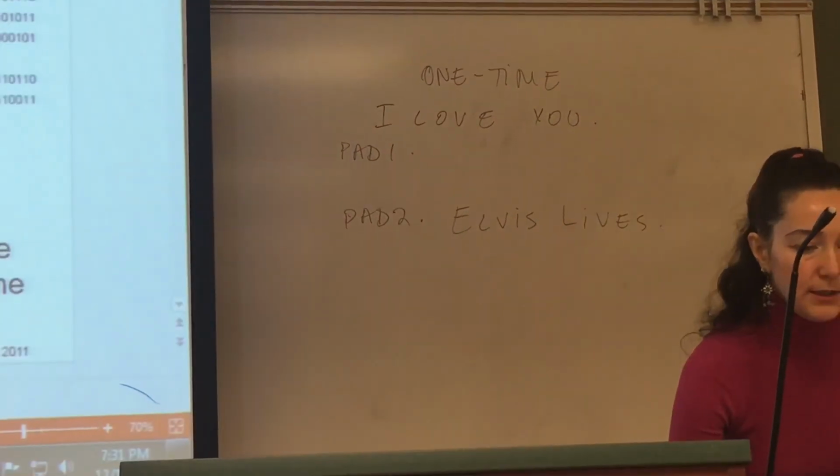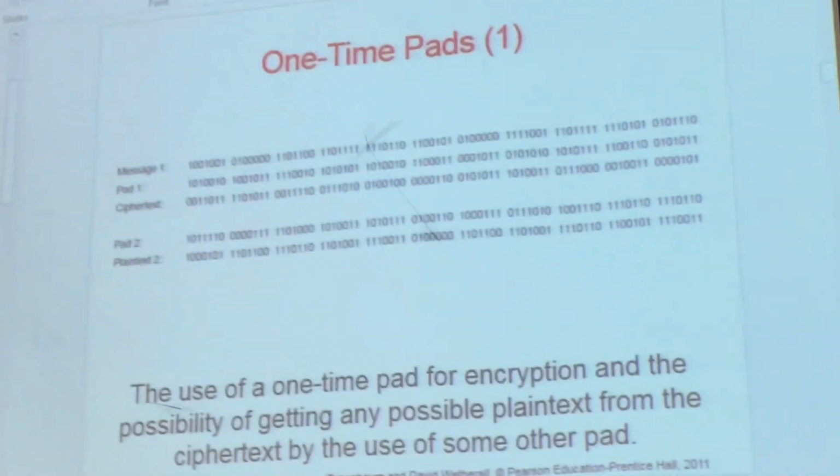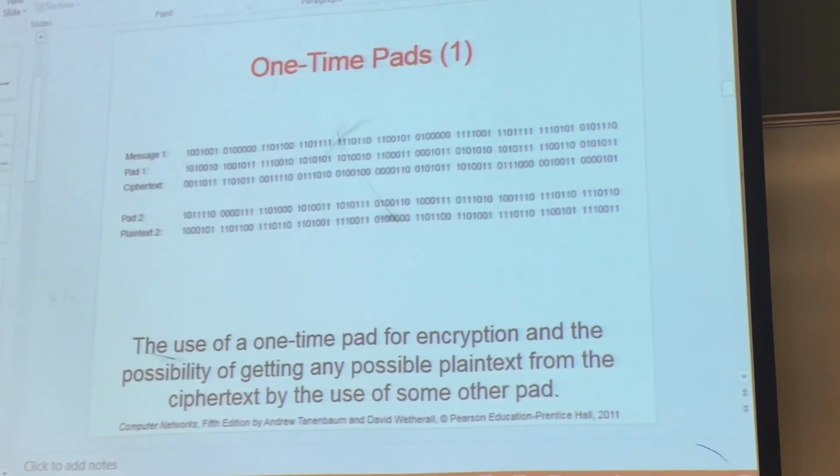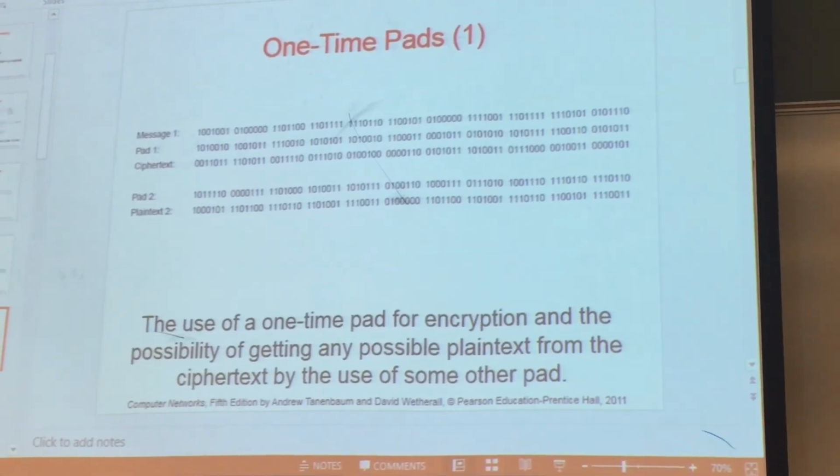So in the second half of the class, we will see these were symmetric keys. In the second half, we will see the public and private keys.